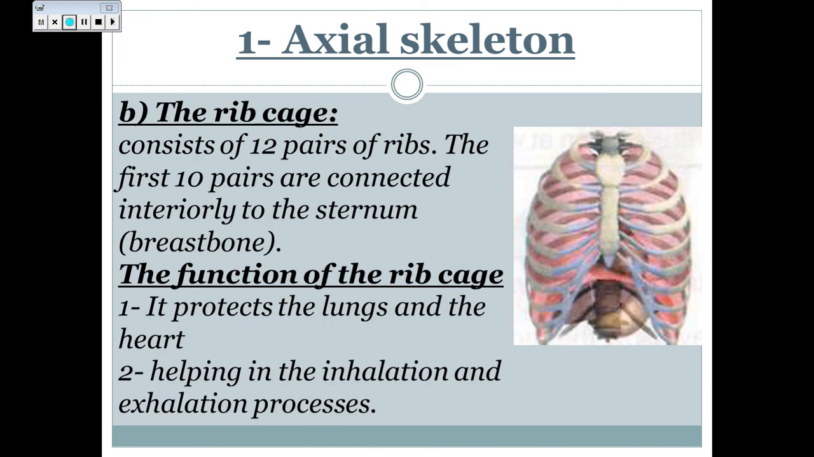B. Rib cage. The rib cage consists of 12 pairs of ribs, and the first 10 pairs are connected with the sternum or breastbone. And it's very important to protect our lungs and heart, and also helps in the respiration process.